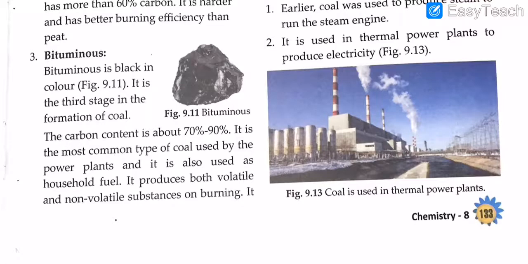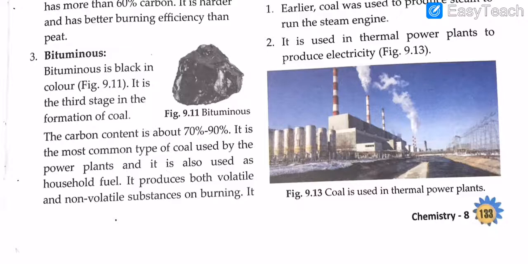The carbon content is 70% to 90%, and it is the most common type of coal used by the power plants, and it is also used as household fuel. So if someone asks you what bituminous is used for, well, it is the most common type of coal used by power plants, and it is also used as a household fuel. It produces both volatile and non-volatile substances on burning. It exists in different varieties such as high, medium, low, depending upon the percentage of carbon in it.